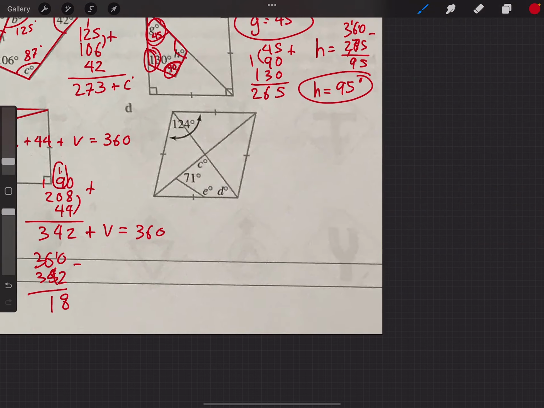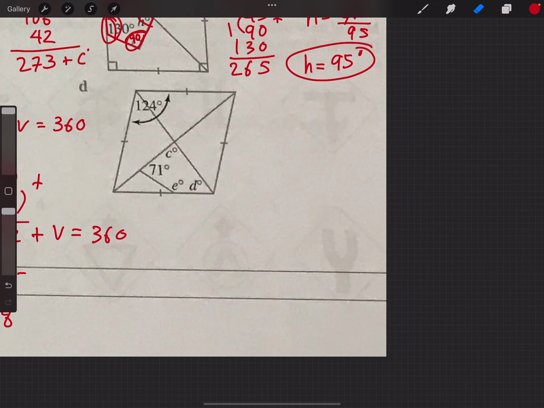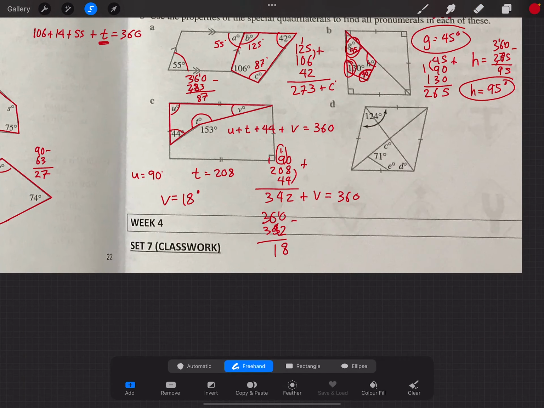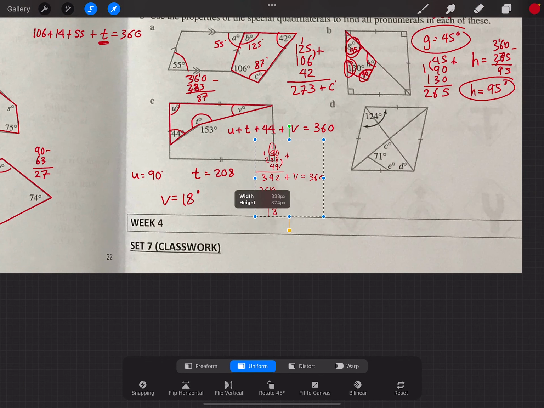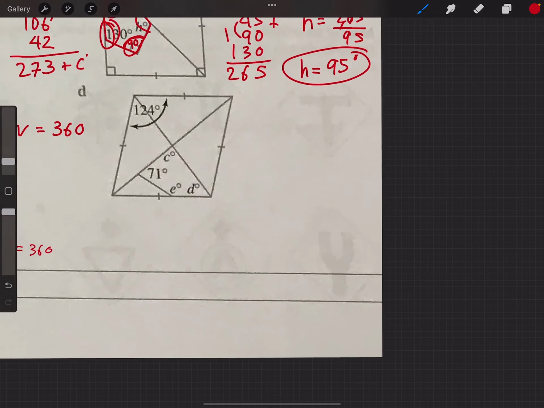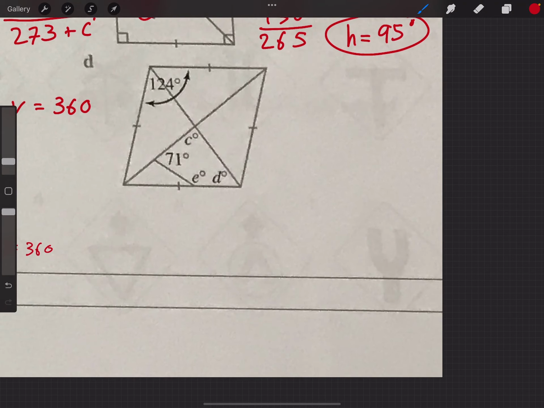Okay, last question. Let me just get this one. This is too big. Shrink it down to size. Move it here. Alright, question D, last one. This one looks tricky. Now, in order to do this, we have to understand what shape this is. It's a rhombus.